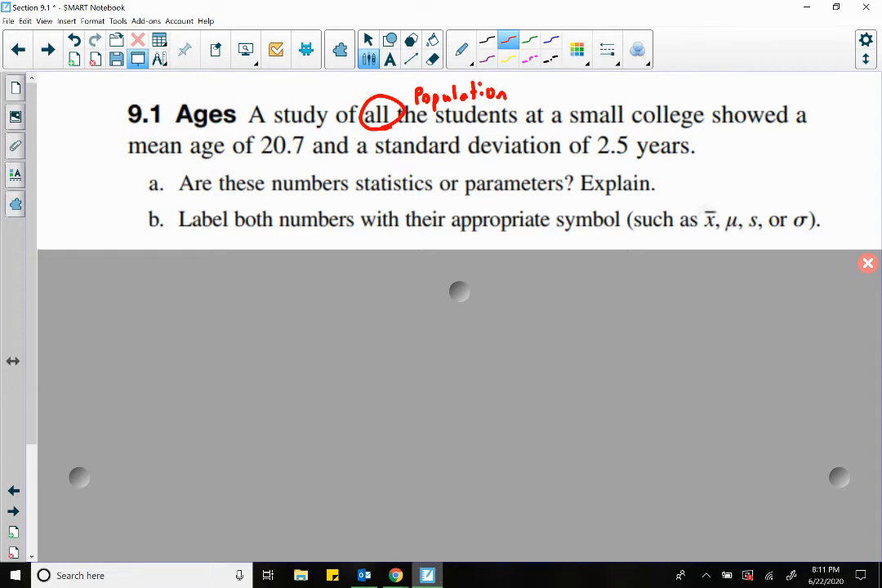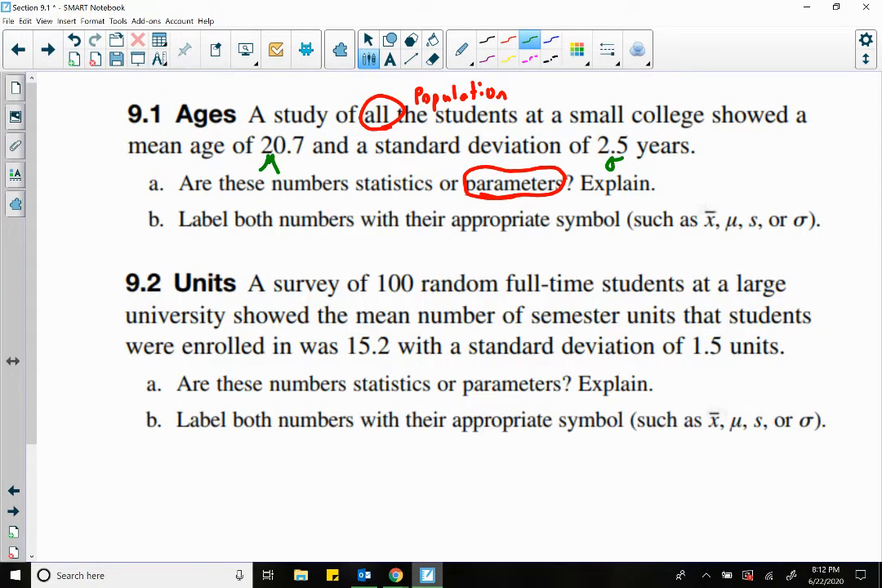So that means that these numbers are parameters, because you're talking about everybody. Since they said this is the mean, the 20.7 is mu. Since this is the standard deviation, the 2.5 is sigma. And there you go, that's what one of your problems is going to be like. So go ahead, pause the video, give this one a shot, and go.